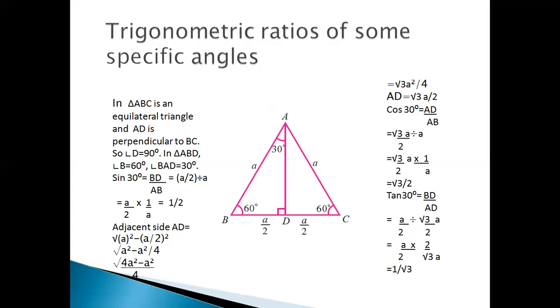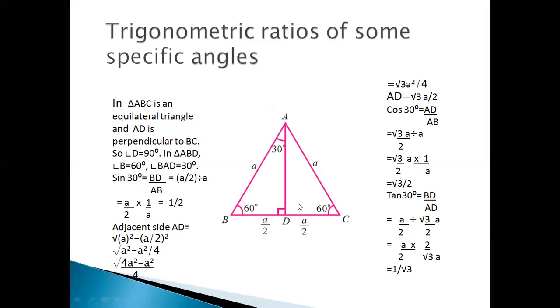Now AD is equal to root 3, we cannot simplify it, so it will be root 3 only, and root A square is A, and root 4 value is 2. So it is root 3A by 2. So we got the AD value as root 3 by 2 A.